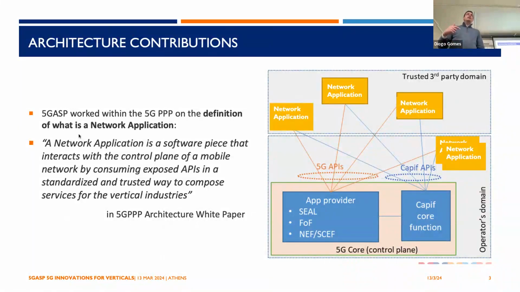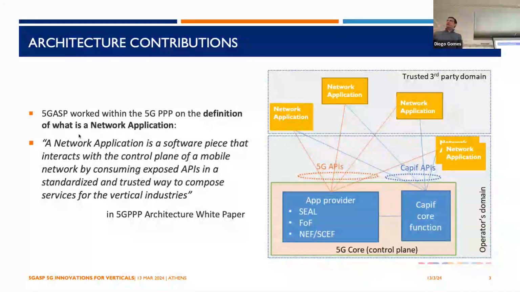So one of the first contributions that we made in 5GASP was actually a contribution at the architectural level. 5GASP was involved in the 5G PPP work groups, especially on the software work group. And there we were able to contribute through our partner, University of Patras, to a very important white paper with the definition of what is a network application. This was very important because from the outset of the project, there was not a clear understanding by all the companies, not just inside the project, but across the 5G PPP, of what is a network application. So it was important to define what was a network application.